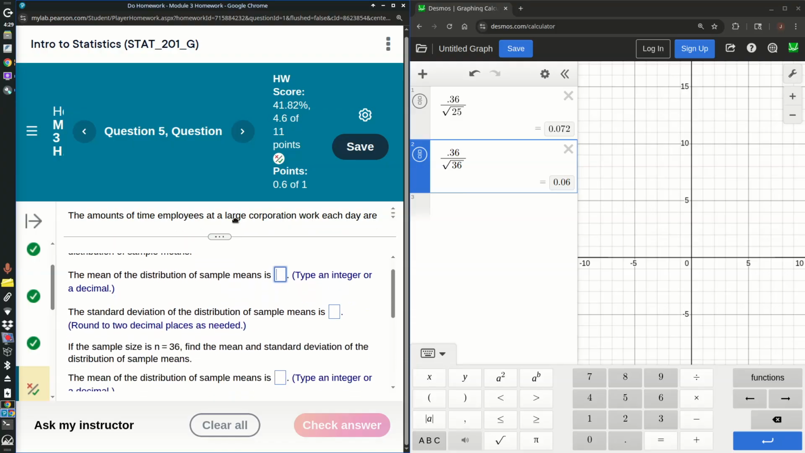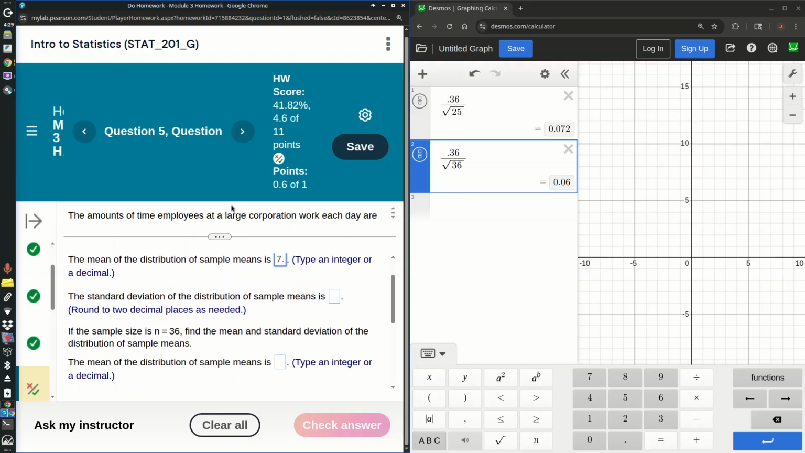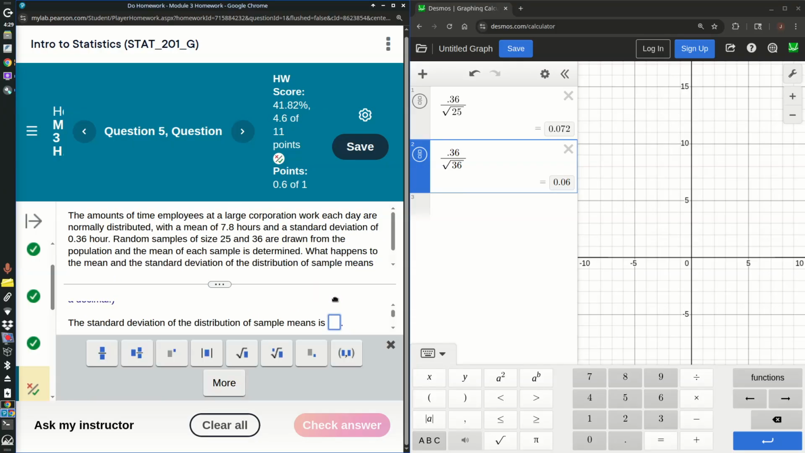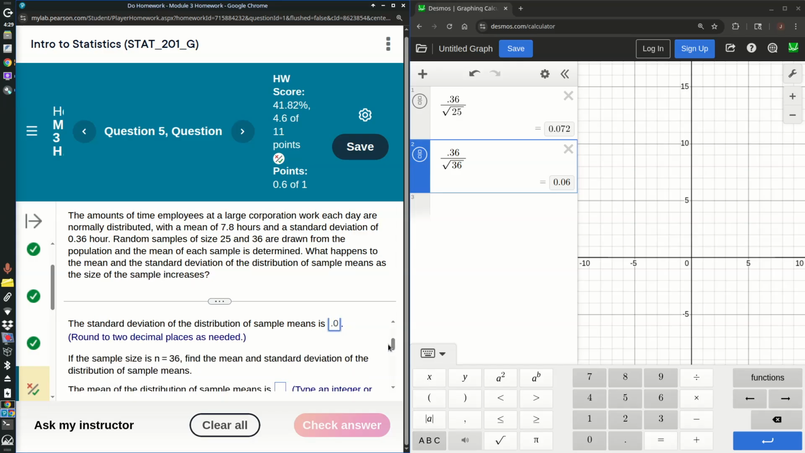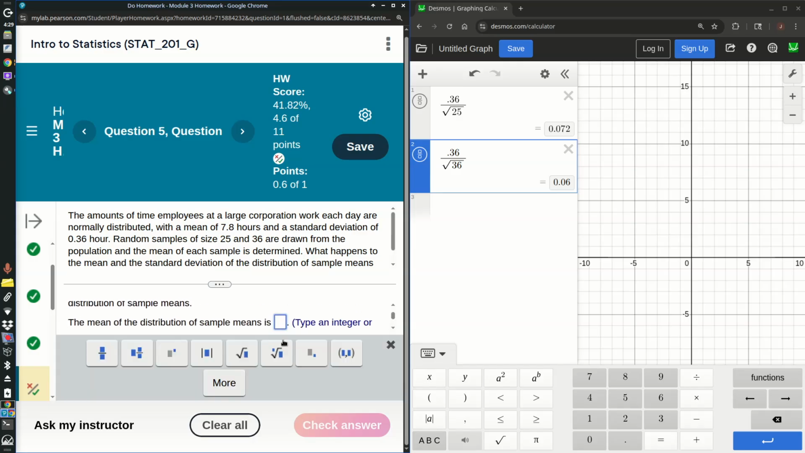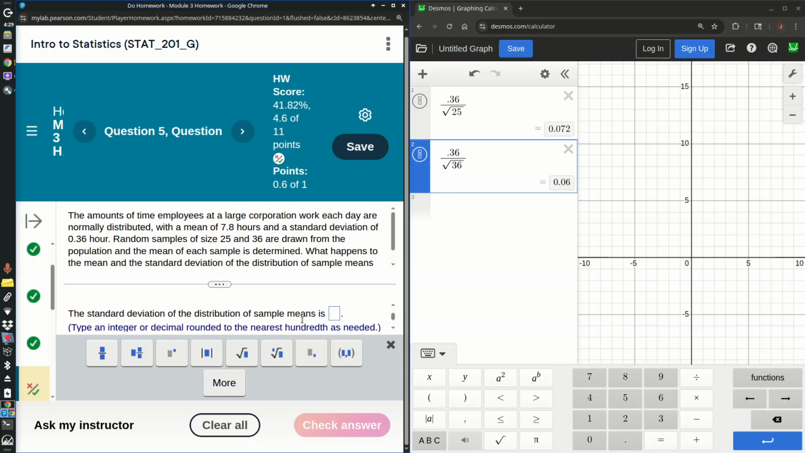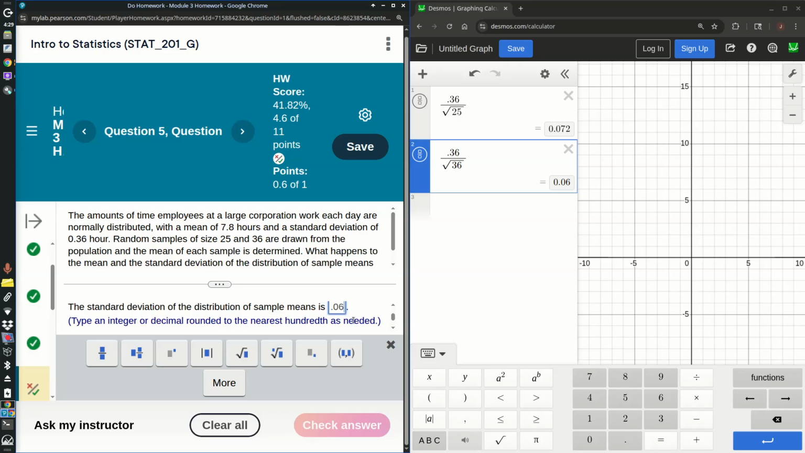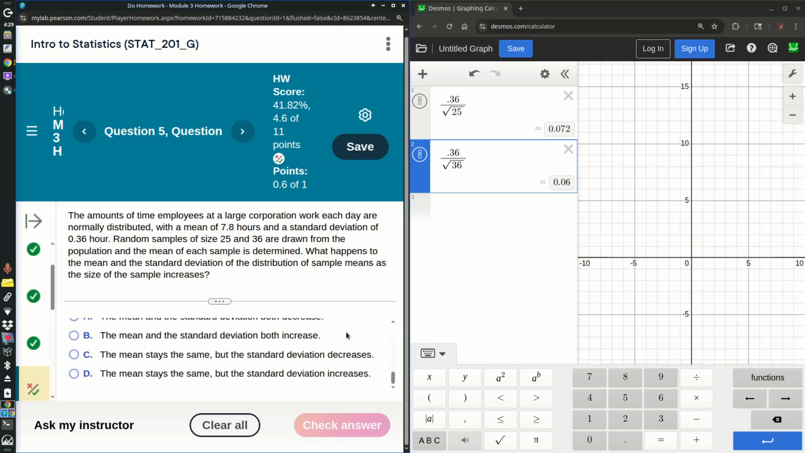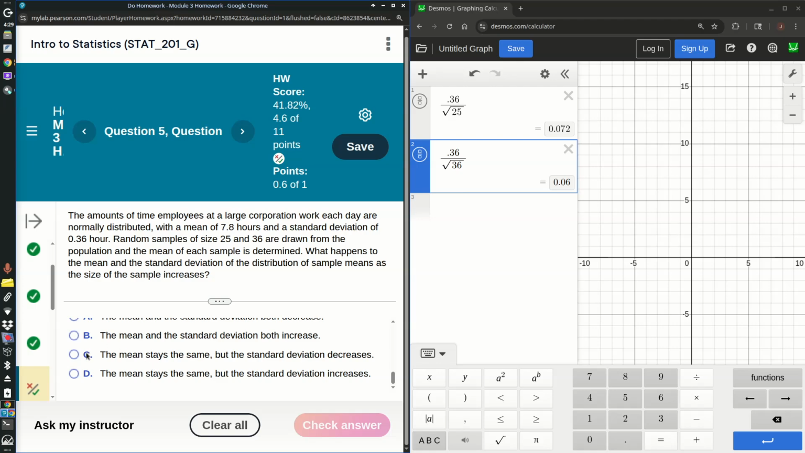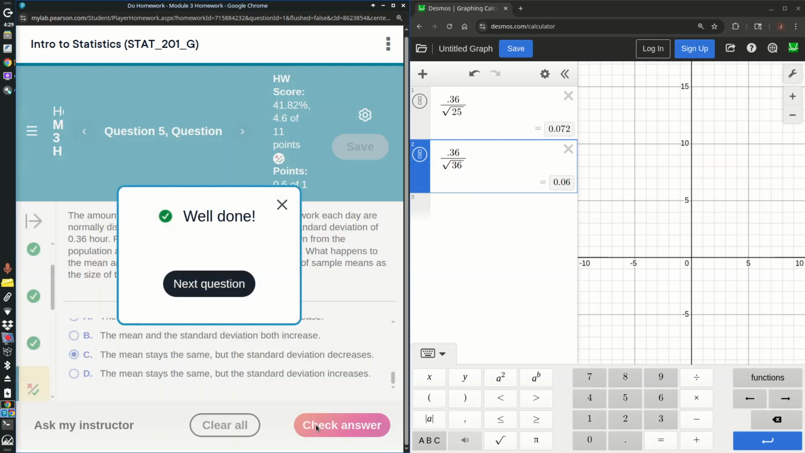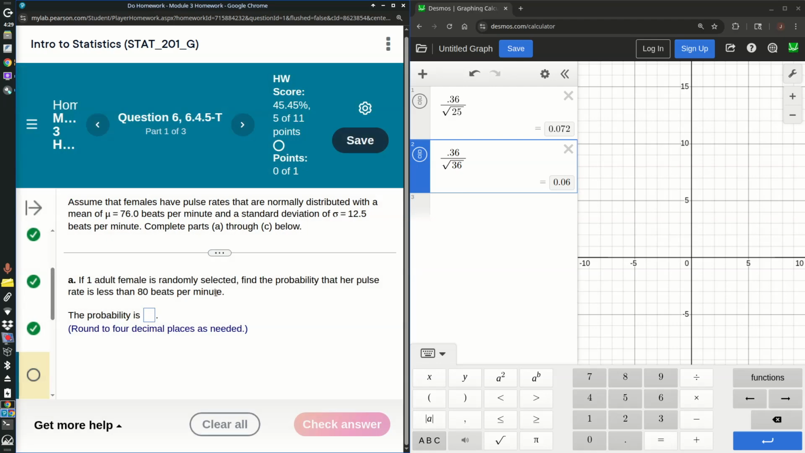So let's answer all those questions again. 7.8, just real quickly, 0.07, it just asks for 2 places, and then 7.8. And the second part was 0.06. And then the mean stays the same and standard deviation decreases. So part C. Sorry about that. Lots of silly mistakes there.